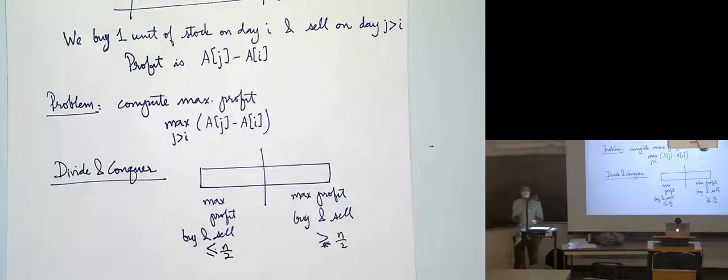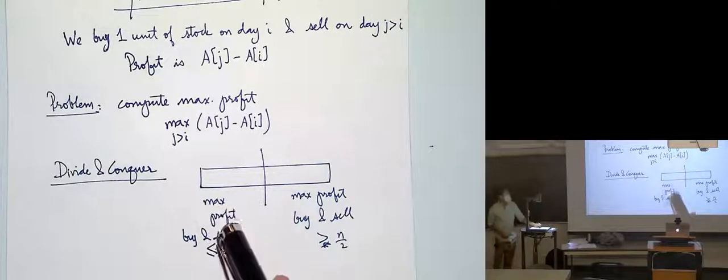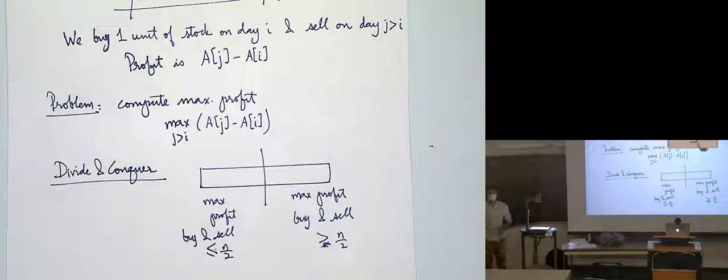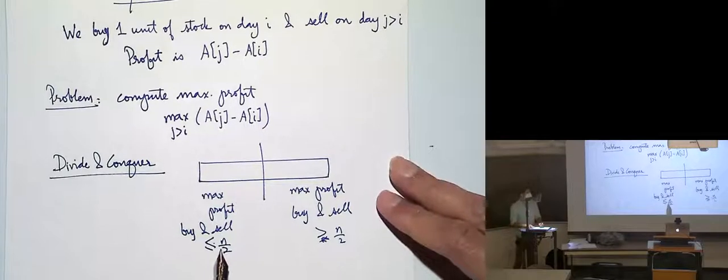So which case is left? Buy in the left and sell in the right. But that's easy to find out what the max profit is. Buy at the cheapest in the left and sell at the most expensive on the right. So if you get recursively the solution in the left half and the solution in the right half, the combine step is easy. Does that make sense?